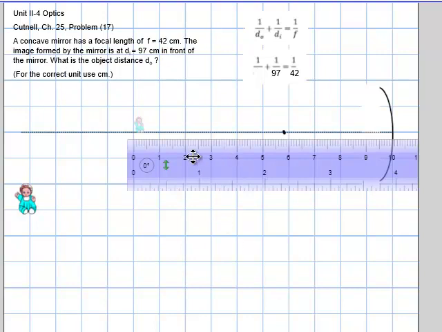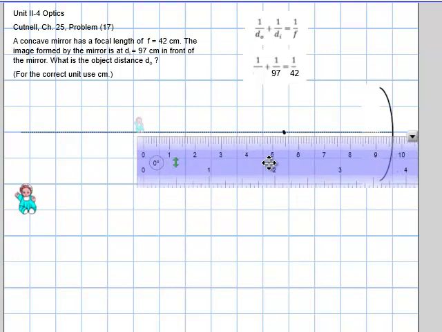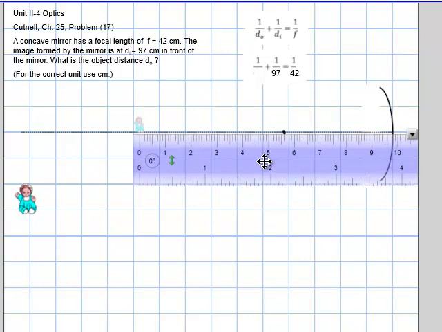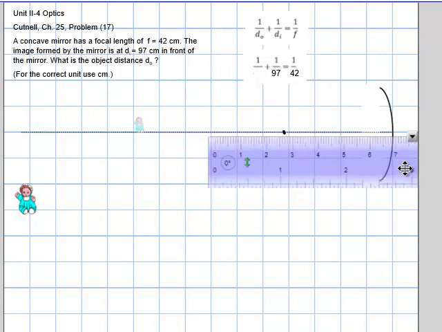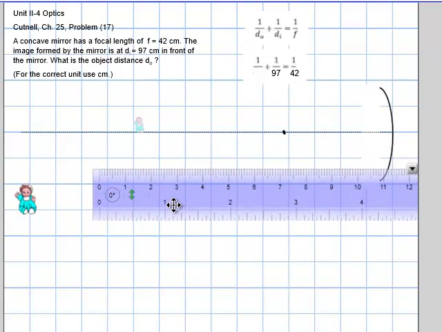Notice that my scale is different here. So even though I know this one here says centimeters, let's assume that these are actually decimeters. So here we have 97 centimeters. Again, the scale is different from the other one because I gave us different numbers. So 97. And then we can see that this one here is 42 centimeters. So I'm going to put this one over here.